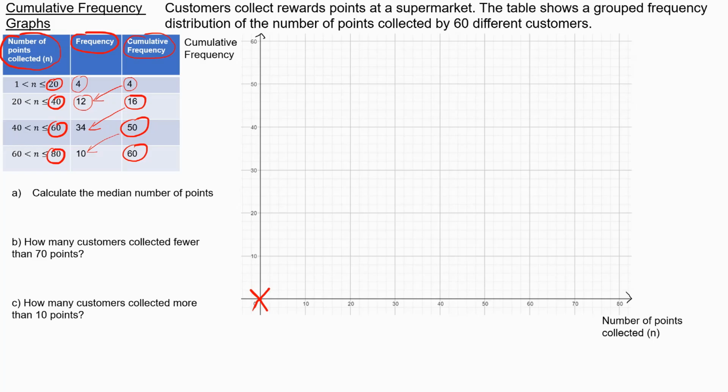Then I'm going to go across 20 and up 4. Then I'm going to go across 40 and up 16. Then I'm going to go across 60 and up 50. And finally I'm going to go across 80 and up 60.